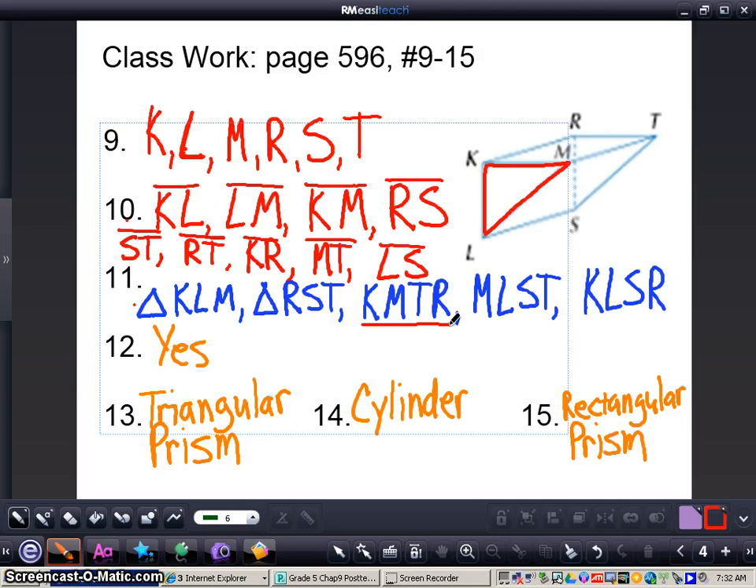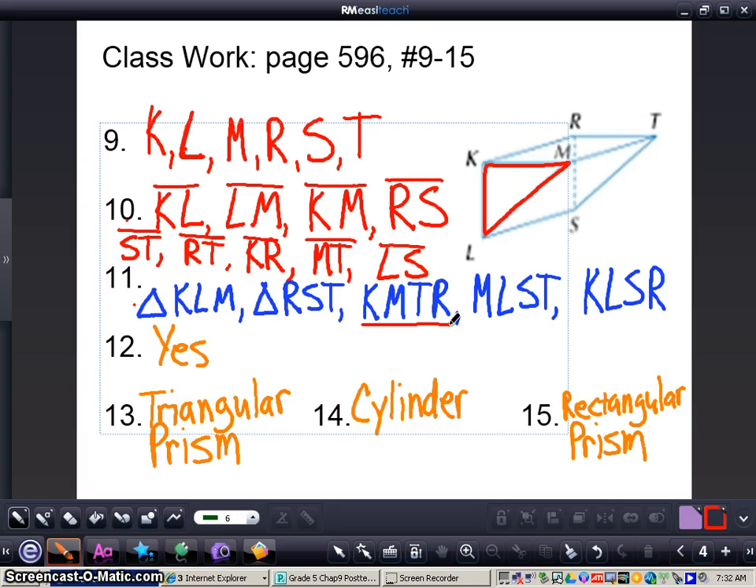For number 12, is a cube a rectangular prism? It is, yes. In a rectangular prism, it's important to remember all faces must be rectangles. All faces of a cube are squares, and all squares are rectangles, so a cube is also a rectangular prism.